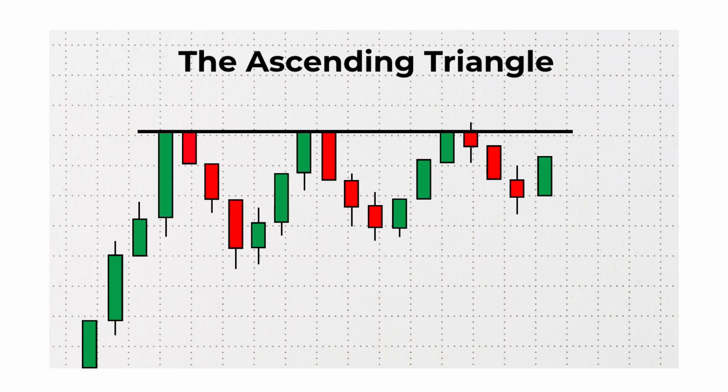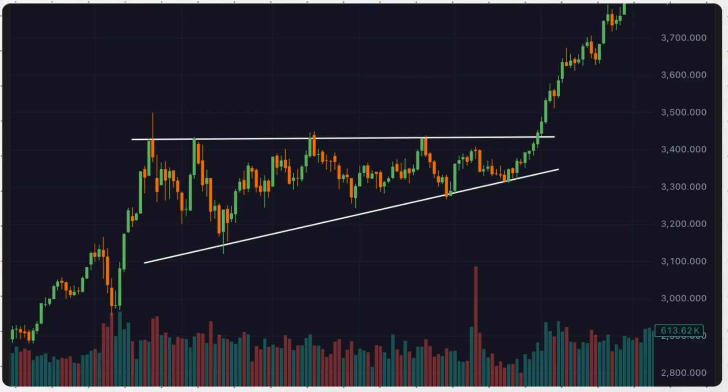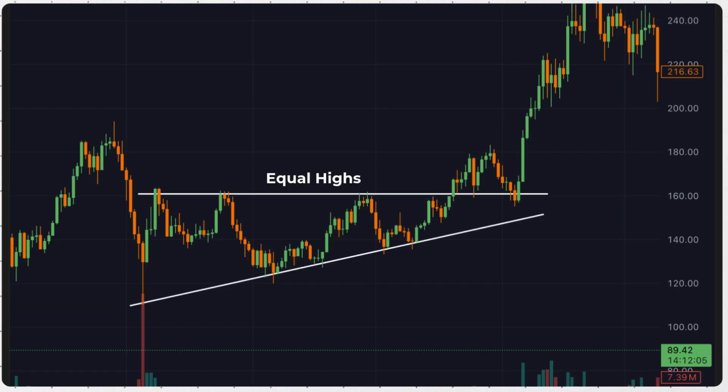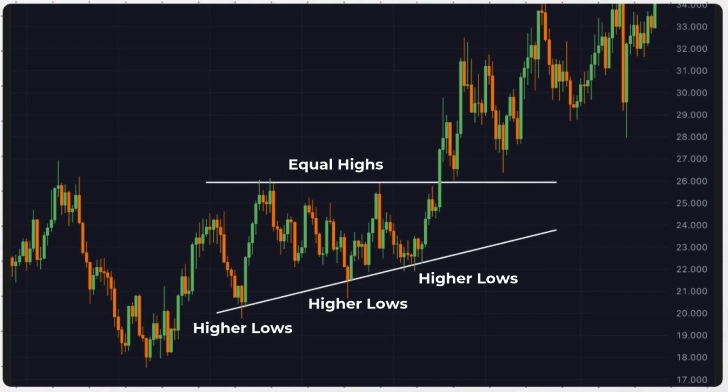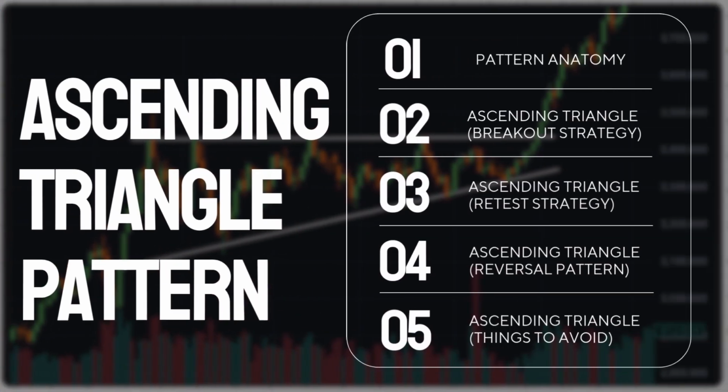This is an ascending triangle, and it might be the most powerful breakout pattern in the market. It builds pressure, higher lows, same ceiling, over and over again, until finally, it breaks. Today we're breaking down the ascending triangle, from entry to variations to the failed breakout most traders don't see coming.